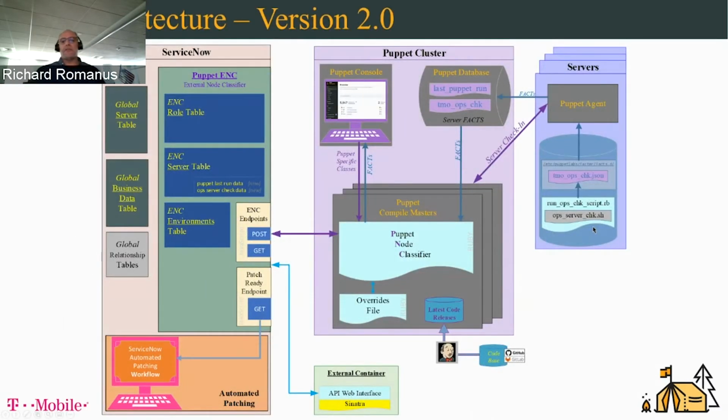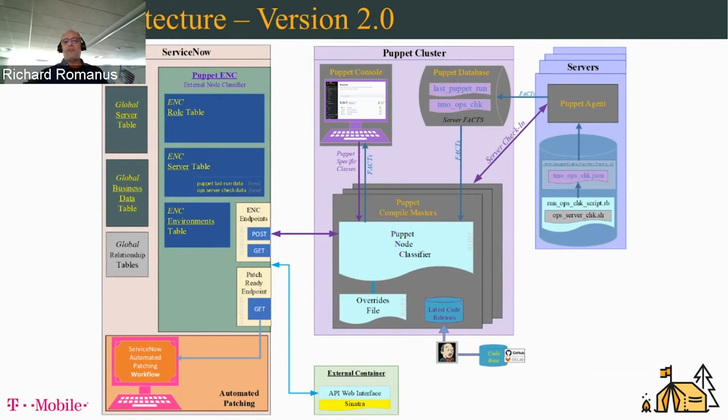And this is the overall architecture of version 2.0, which is actually the current running version. As you can see, I changed the ENC endpoints from GET to POST and added a new patch ready endpoint. The patch ready endpoint is called by the ServiceNow automated patching workflow here, whenever a user schedules a server for patching, and then also again before the server goes into patching. This provided our operations team time to address any server issues if necessary and switch to manual patching.